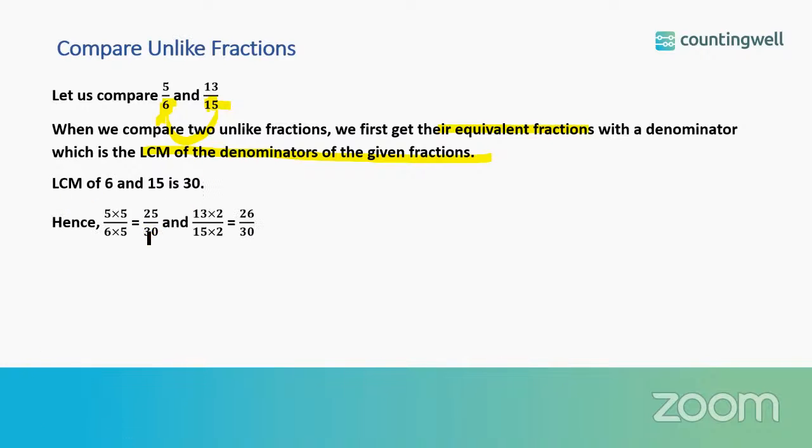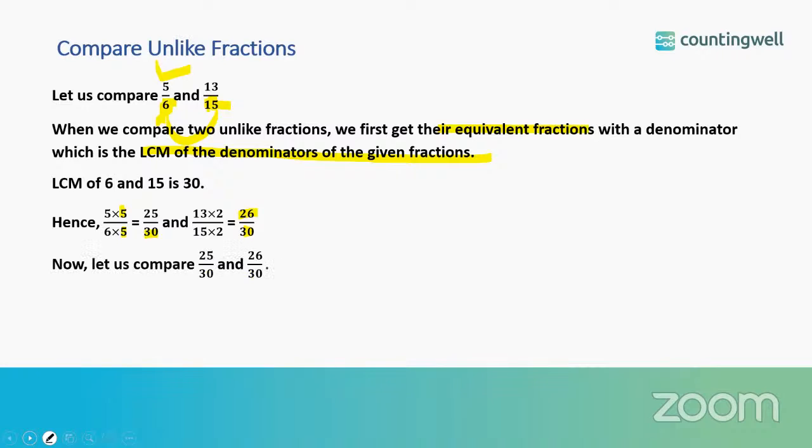Now to get 30 in the denominator, what are we going to do? We are going to multiply the numerator and denominator by the same number, 5, for the first fraction. So 5 by 6 will become 25 by 30. Same for the second fraction, 13 by 15: you have to multiply the numerator and denominator both by 2 so that you get 30 in the denominator. So we have 25 by 30 and 26 by 30.